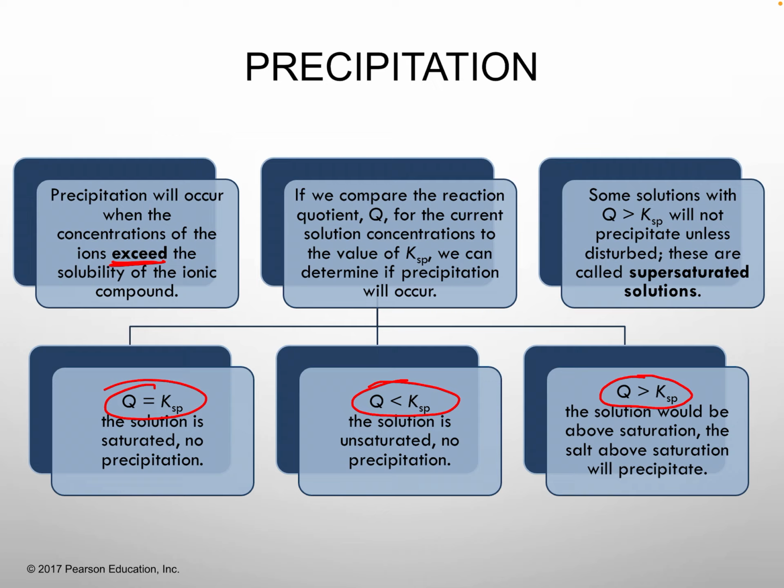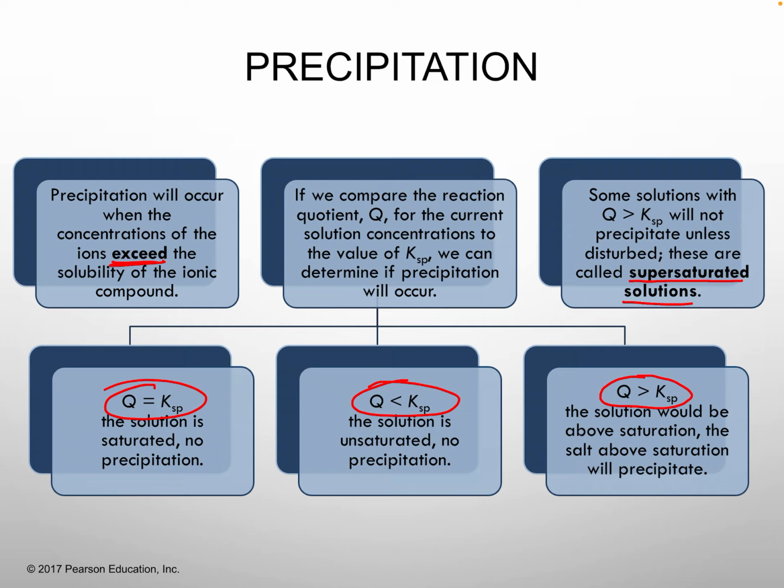There are some instances where we can have Q greater than KSP and it won't precipitate, but these are very special instances, called supersaturated solutions. If you go on Canvas and look in the module for chapter 17, I've posted a short video, 3 minutes, of a supersaturated solution of sodium acetate, which we'll talk about on the next slide. It's really neat. It looks totally clear, but as soon as you add a crystal, or disturb it, in this case they were pouring it, it will cause it to precipitate out. If you've ever made rock candy, that is an application of supersaturated solutions.